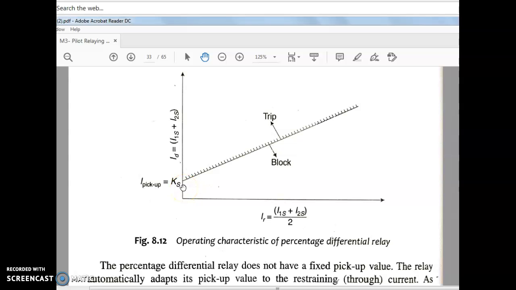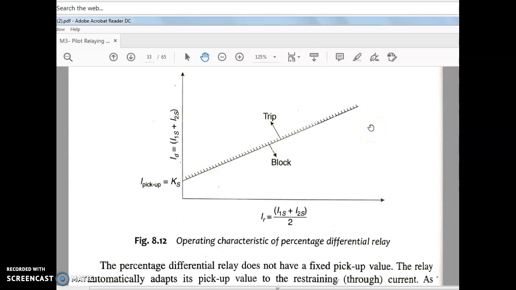The operating characteristic of the percentage relay is a straight line having a slope of K and an intercept Ks on the y-axis. All points above the straight line represent the condition where the operating torque is greater than the restraining torque. The blocking region is the restraining region, and the trip region is the operating region. The operating characteristics of the relay are like this.